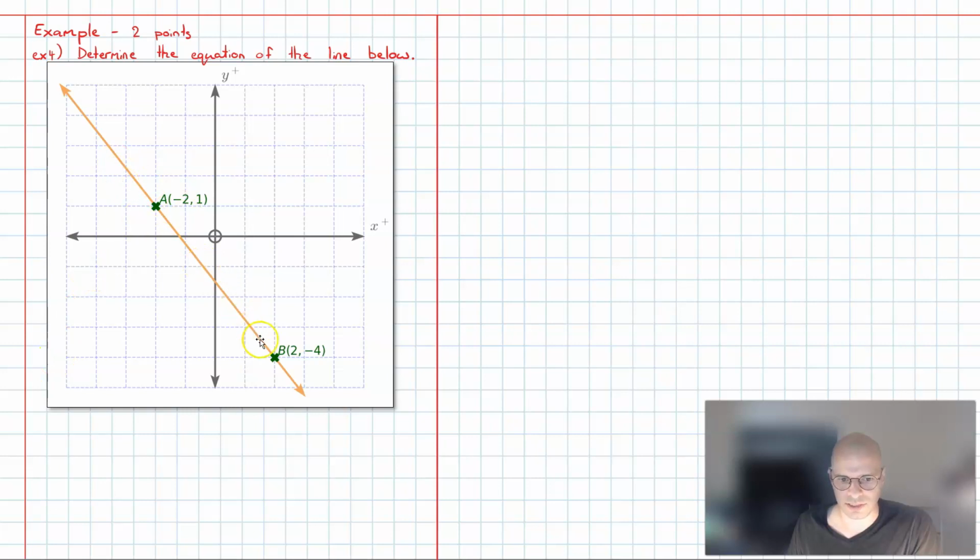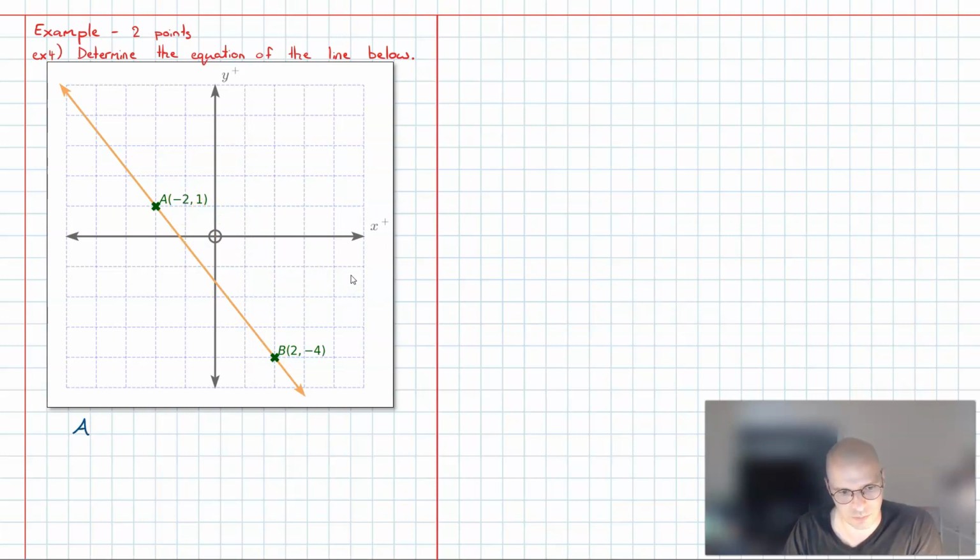A line suddenly appears. It is defined by the points A and B. A is negative 2, 1, and B is 2 and negative 4. Let's calculate the equation that describes this particular line. Again, notice that we're dealing with 2 points. First thing we need to do is calculate our gradient.